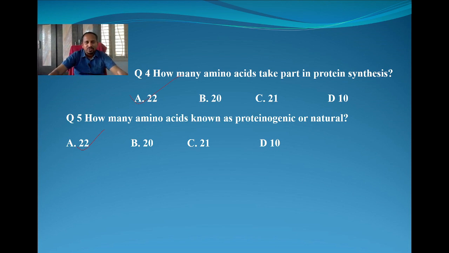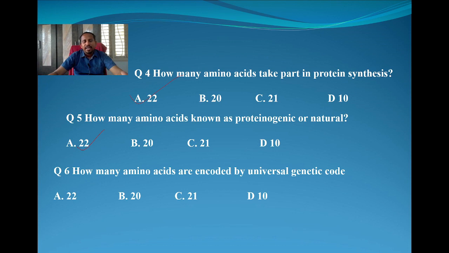Then another interesting question: how many amino acids are encoded by the universal genetic code? If you answer this question, among the 22 amino acids, 2 amino acids are completely different, as these 2 amino acids are incorporated into protein synthesis by a unique mechanism. What are these 2 amino acids? These 2 amino acids are selenocysteine and pyrrolysine.